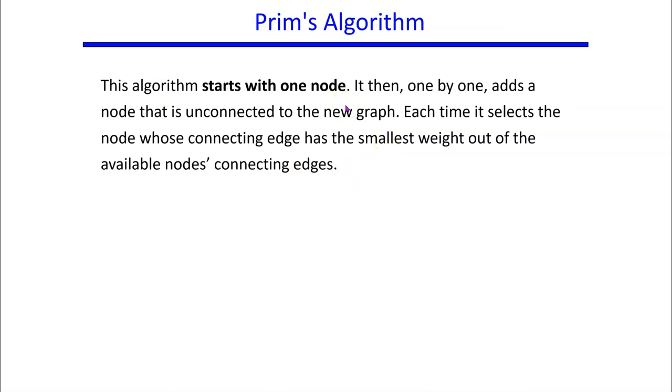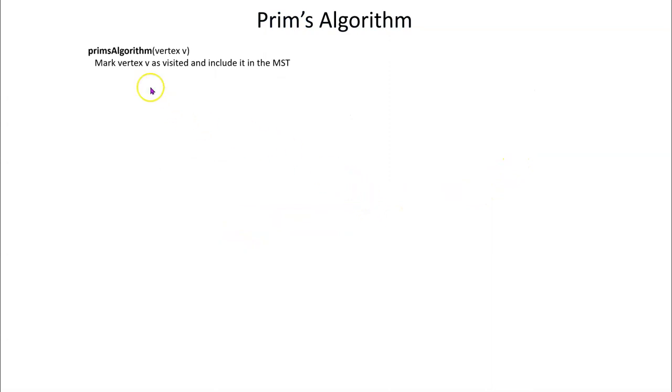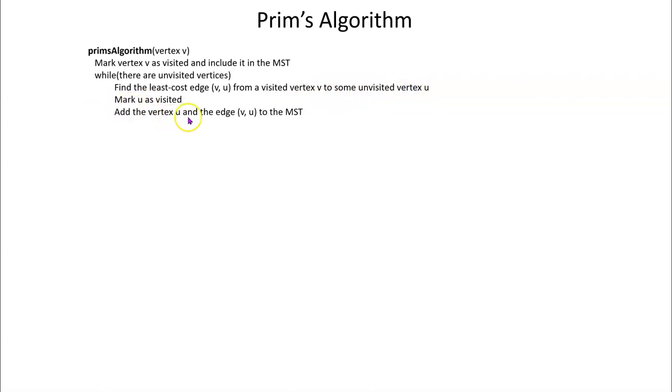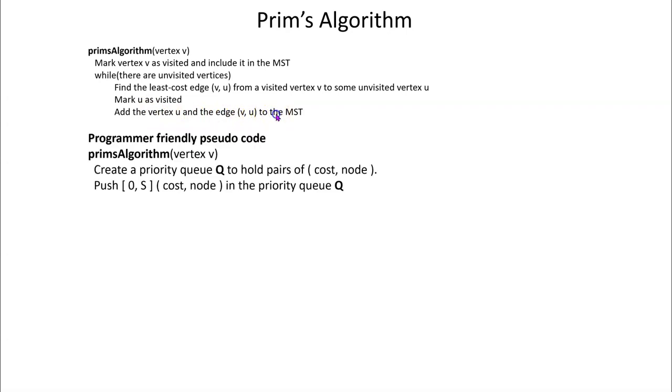This starts with one node. It then, one by one, adds a node that is unconnected to the new graph. Each time it selects the node whose connecting edge has the smallest weight out of the available connecting edges. So what's the algorithm? We're going to mark a vertex V as visited and include it in the minimum spanning tree. While there are unvisited vertices, find the least cost edge V to U from a visited vertex V to some unvisited vertex U. Mark U as visited, add the vertex U and the edge V to U to the minimum spanning tree. So here's some pseudocode.